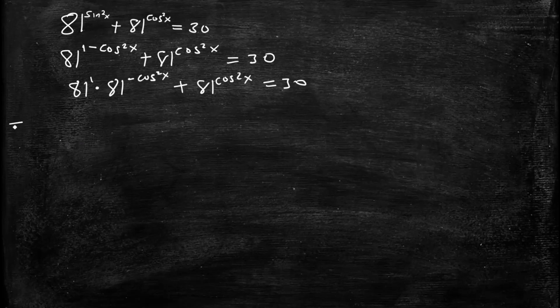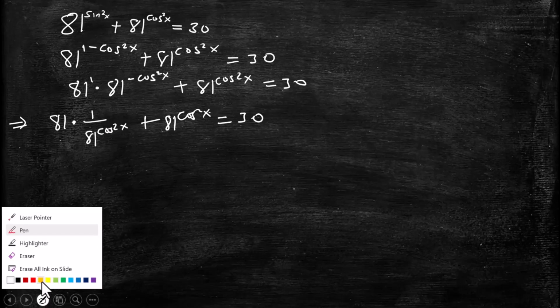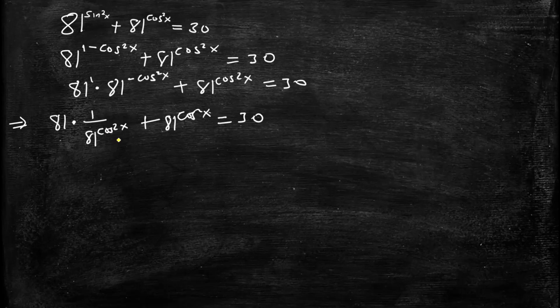So we can say 81 times, this one is the same as 1 over 81 cos squared x, plus 81 exponent cos squared x equals 30. Now we have a common term here. We have 81 cos squared x and 81 cos squared x.